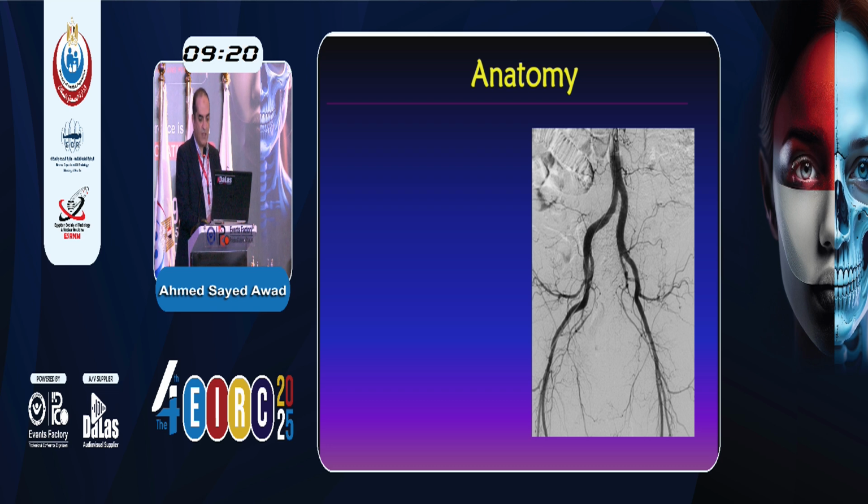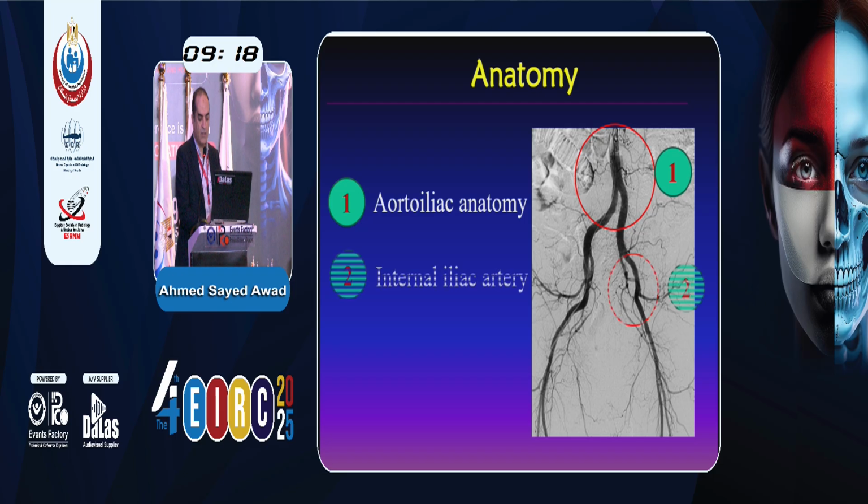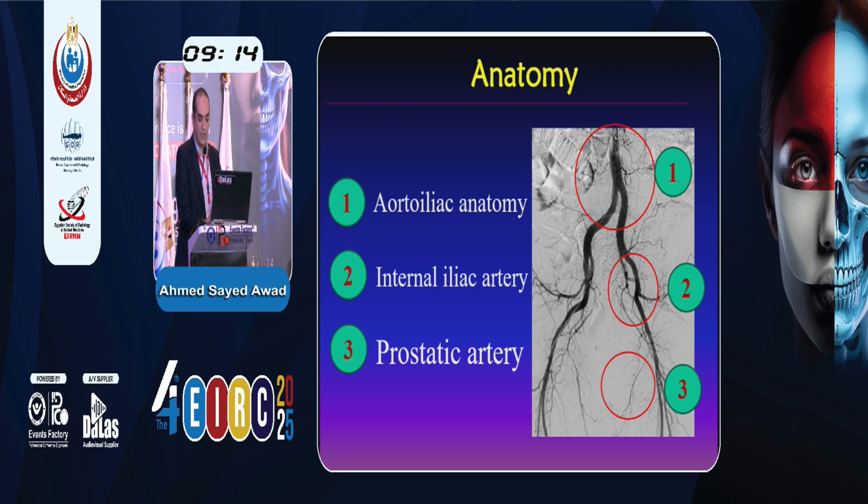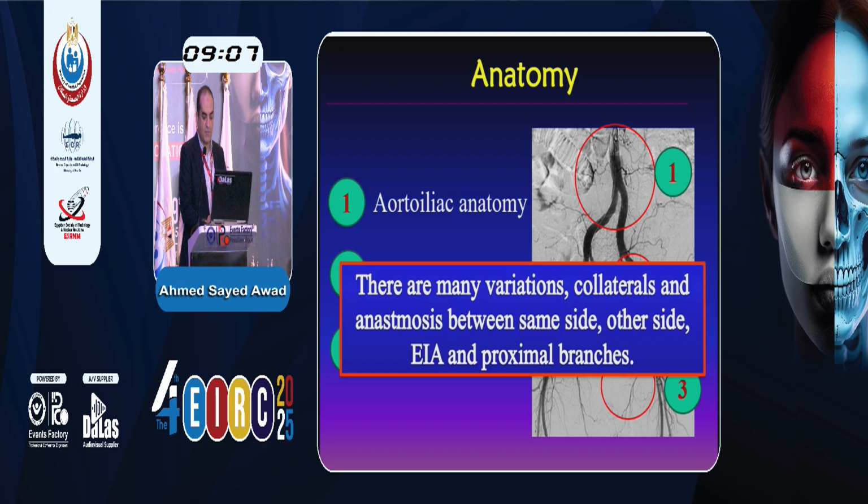We'll discuss it in 3 levels: the aortoiliac anatomy, the internal iliac artery, its branches and bifurcation, and of course the prostatic artery itself, its variants, anastomoses, and branches. There are many variations, the collaterals and anastomoses between the same side, other side, external iliac artery, and the proximal branches from the aorta.